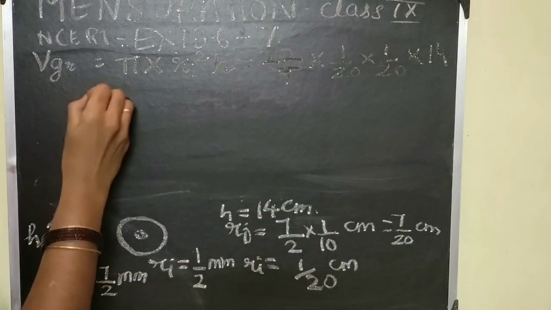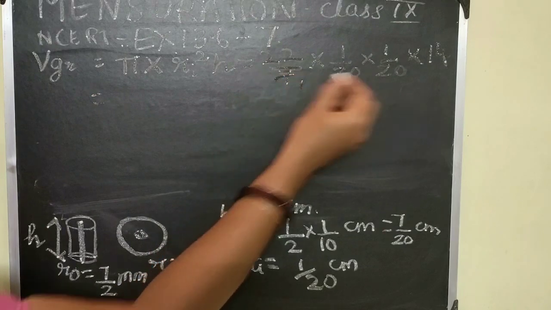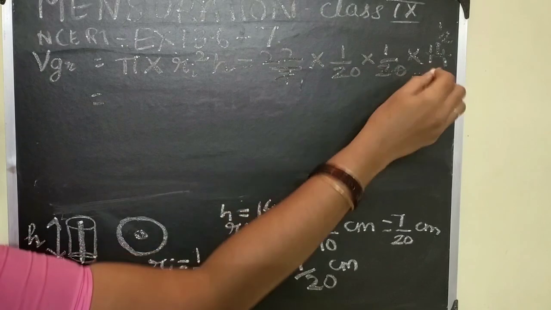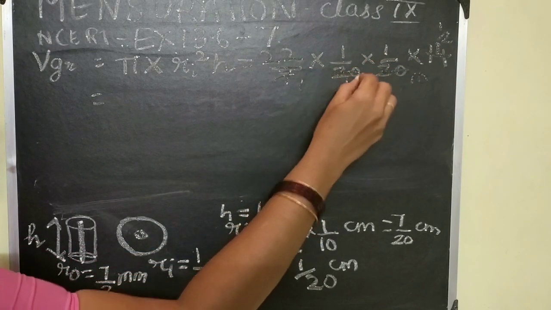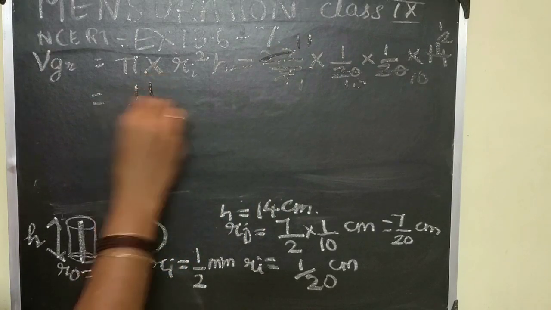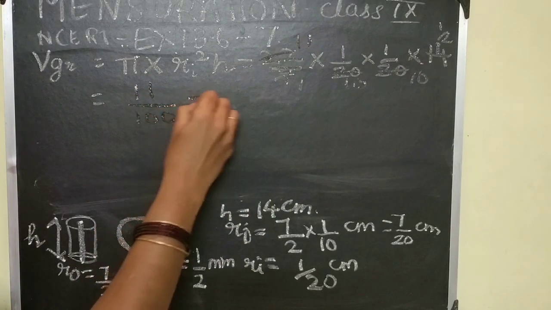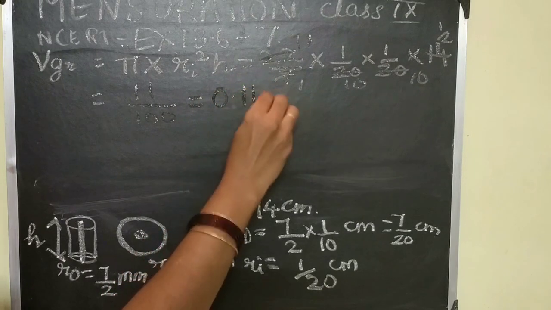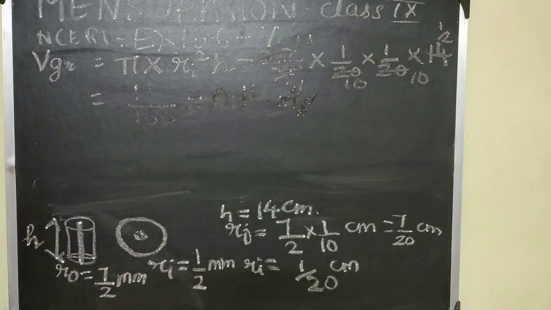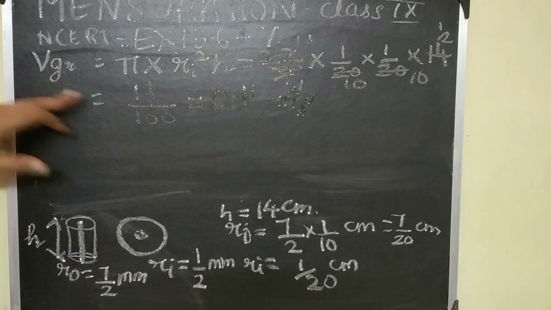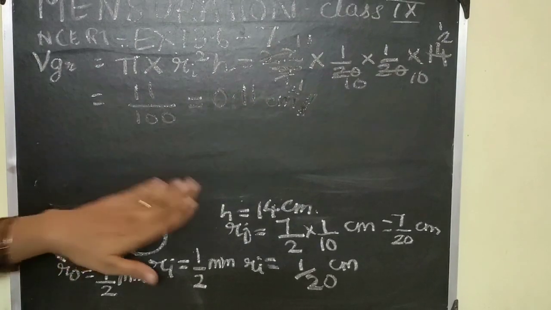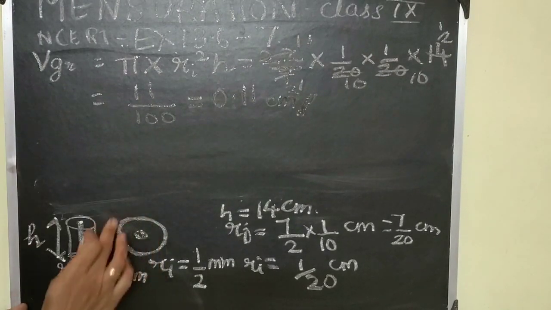So when I simplify, what does this come to? 7 1s are 7, 7 2s are 14, 2 1s are 2, 2 10s are 20, and then again 10, and then 2 11s. So it is coming as 11/100, which is equal to 0.11 centimeter cube. Remember the units, volume is in cube. So volume of the graphite we have found as 0.11 centimeter cube. So now I'll go and find out the volume of the wood.